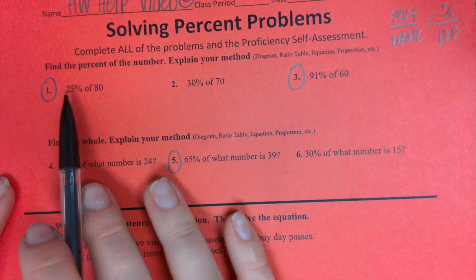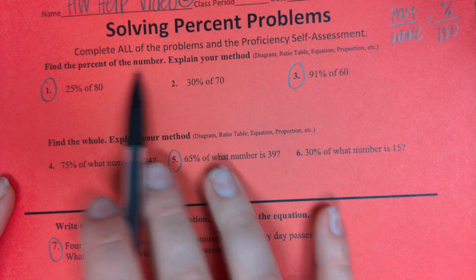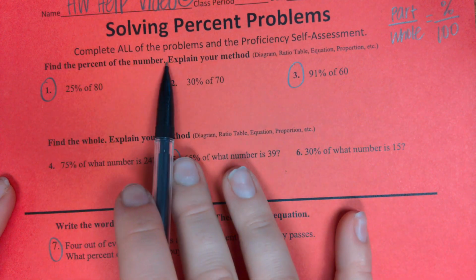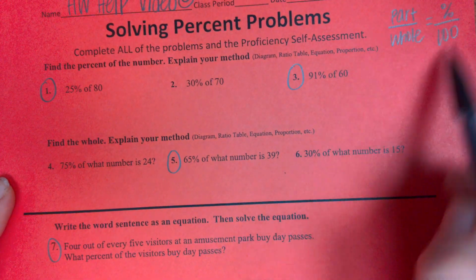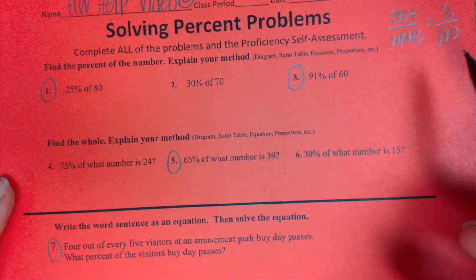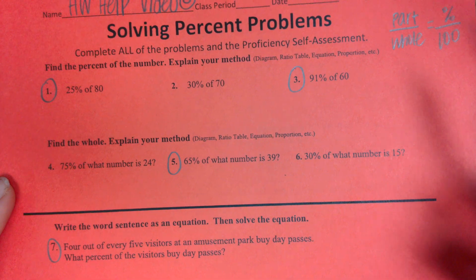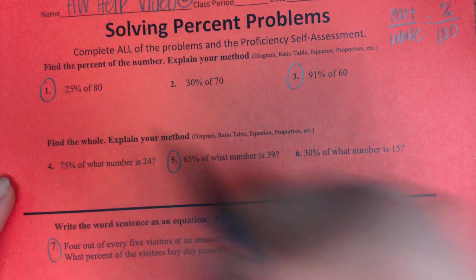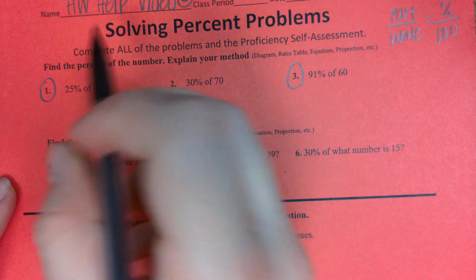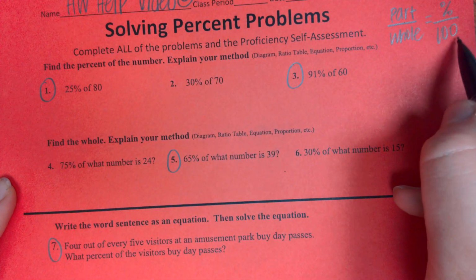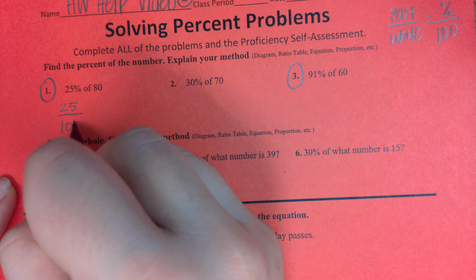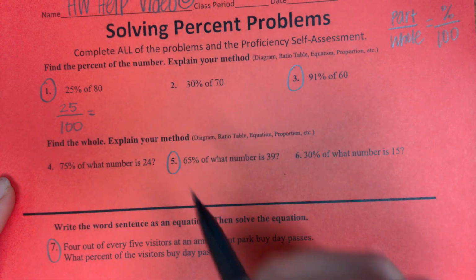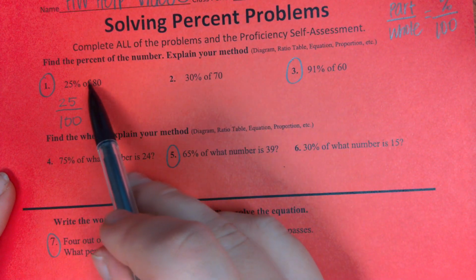So the first three questions say, find the percent of a number, explain your method. You don't really need to explain as long as you are writing out how, showing your work basically. So the first one, we've got 25% of 80. I know that percents are always over 100, so I'm going to go ahead and put my 25 over 100, and that's going to be equal to, and then it says of 80.